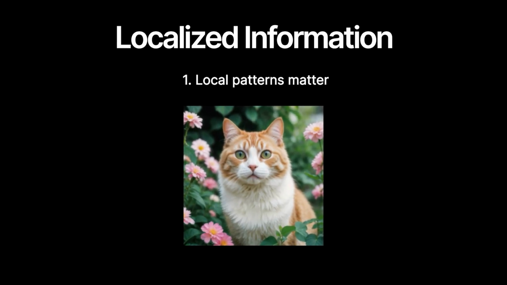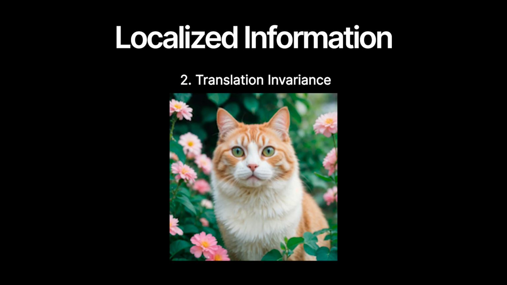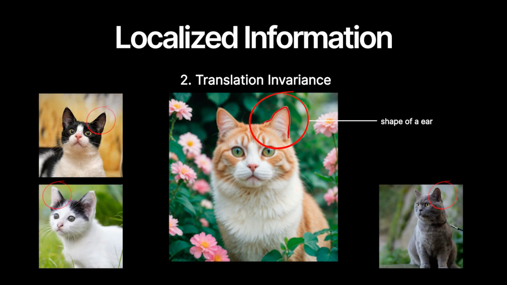CNNs solve this by using 2 clever assumptions. Local patterns matter, so you look at a neighborhood of pixels instead of 1 pixel at a time. The second is translation invariance. If a layer learns to identify a specific shape, it'll find that shape no matter where in the image it pops up. This makes the model much more robust and lighter to train.